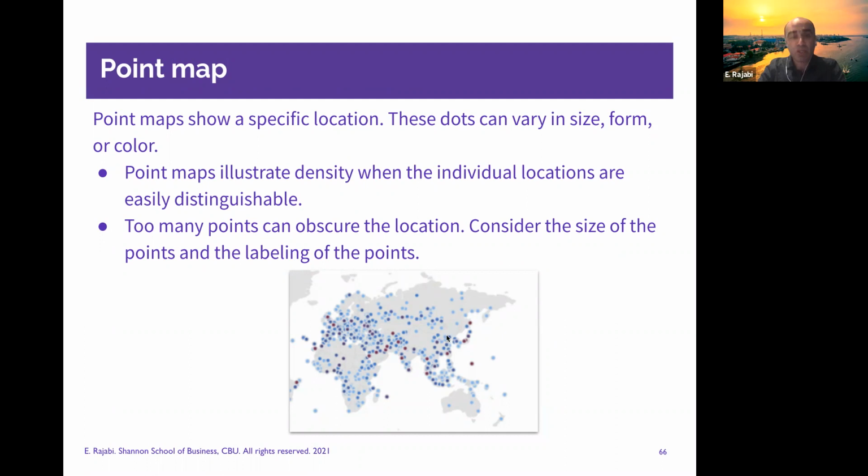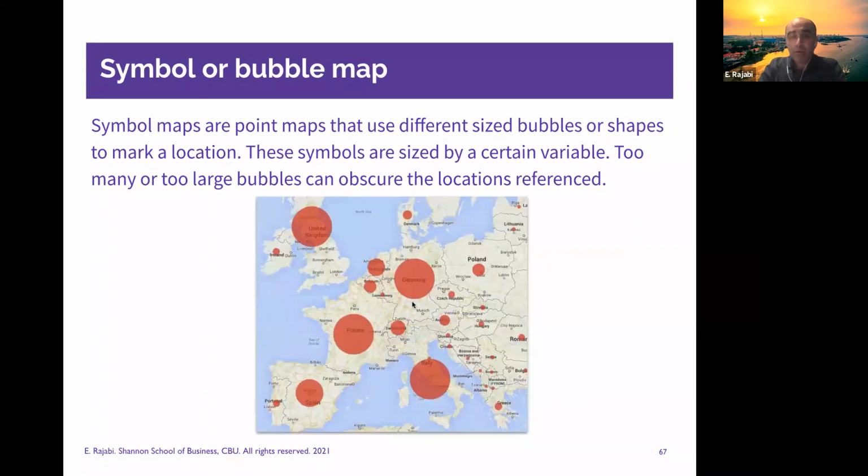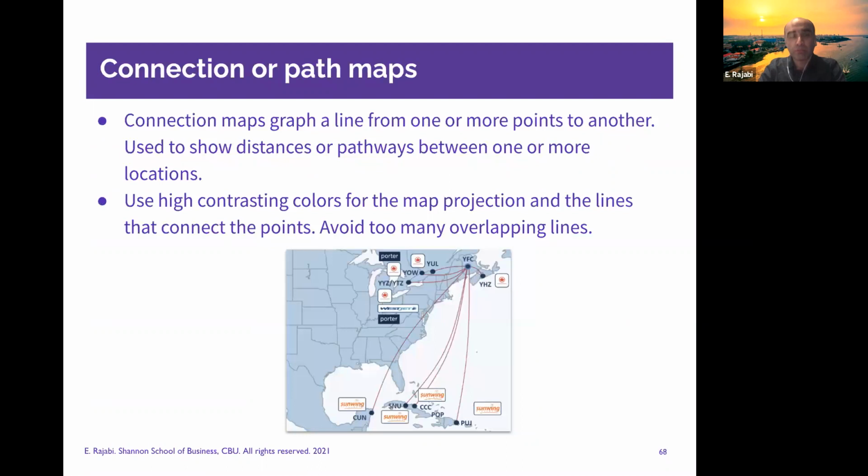Too many points can obscure the location. Consider the size of the points and labeling of the points in your visualization. A symbol or bubble map is used when we want to show the proportion or size of a region. For example, on a map, the population of countries, or the growth of some disease in some countries, we can use a bubble map as well.